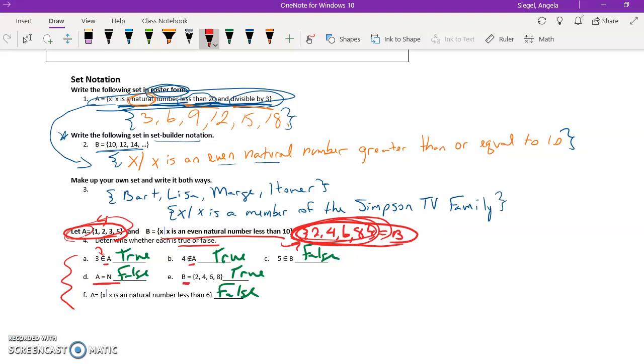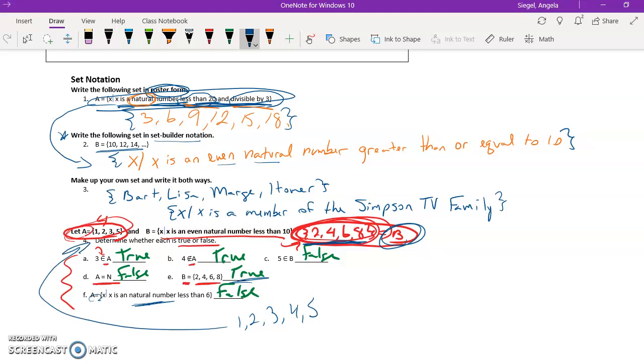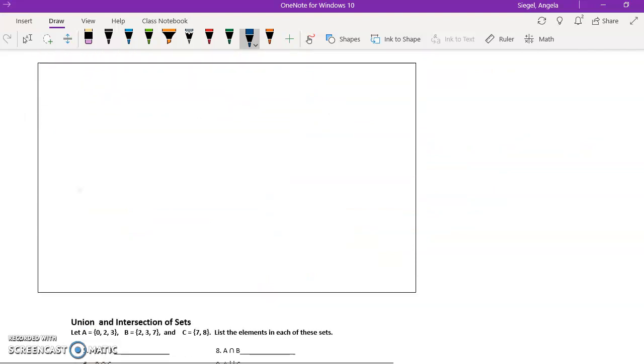Okay, let's look at this. The set B is equal to 2, 4, 6, 8. Well, let's go up here. So we have B is equal to 2, 4, 6, 8. So that is true. Okay, now we have one in set builder notation. X is a natural number less than 6. And so we're talking about set A. So a natural number less than 6, that would be 1, 2, 3, 4, 5. And so I'm going to look up here, and that's not true because we're missing the 4. So that is false.